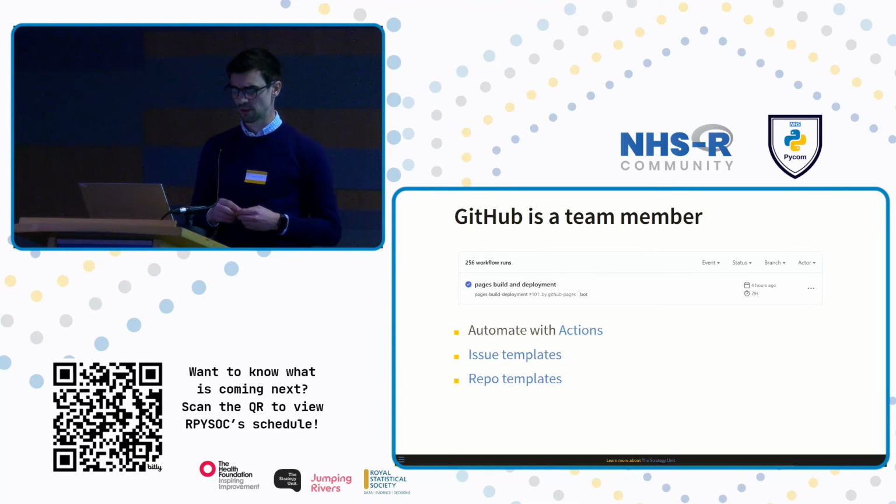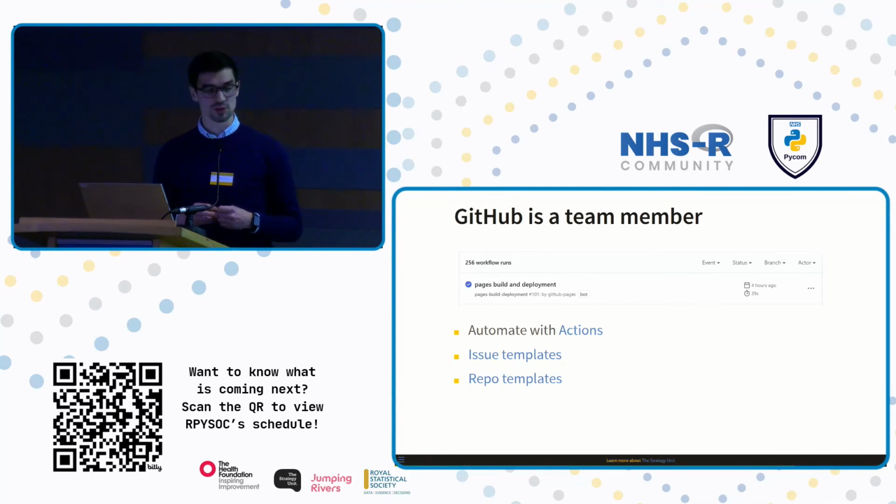And then we've heard a little bit about things like issue templates and repo templates. We're using the issue templates a lot more, and they're really helpful for working across and beyond the data science team as well. So we can force people to agree that they've read the README before they start making issues, for example.